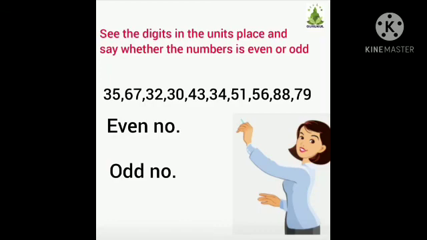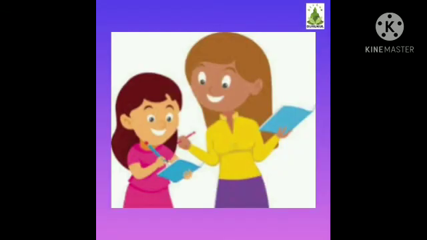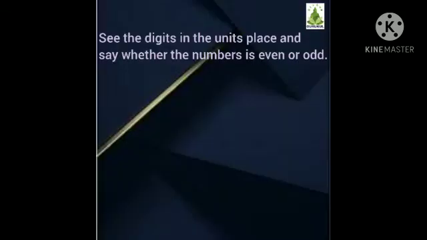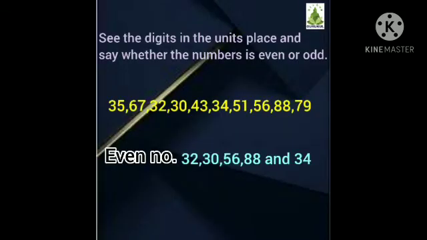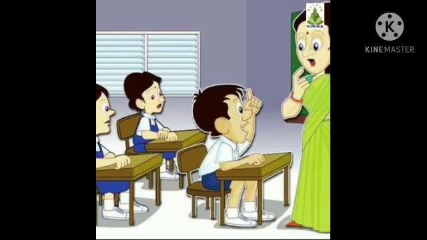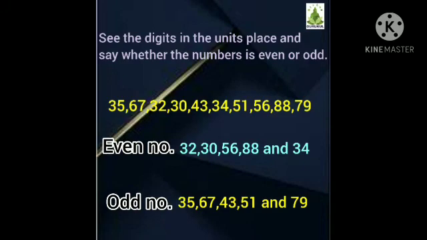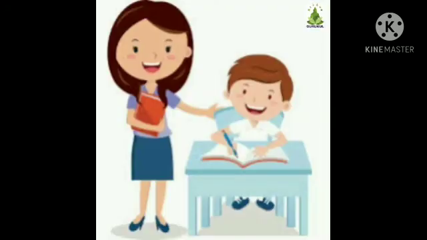See the digits in the units place and say whether the number is even or odd. Yes, teacher, even numbers are 32, 30, 56, 88 and 34. Very good, Pooja. Now Raju, you tell me the odd numbers. Yes, teacher. Number 35, 67, 51 and 79. Excellent. Well done, Raju.